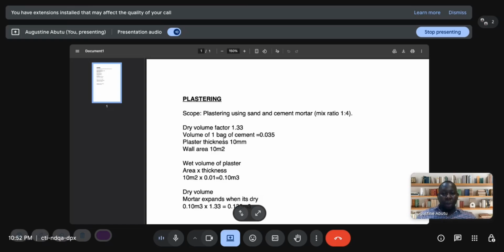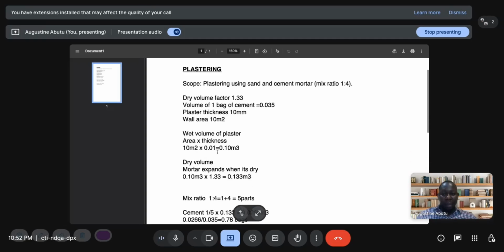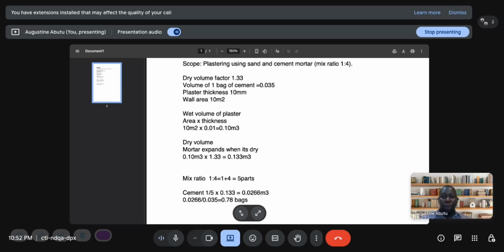So the volume of one bag is 0.035. Our plaster thickness is 10 mm, and then our wall area is 10 meters square. So our first step, we'll be looking at our wet volume of plastering, which is our area multiplied by our thickness. So our area is 10 meters square, thickness is 10 mm. Once we multiply them, it will give us 0.103.